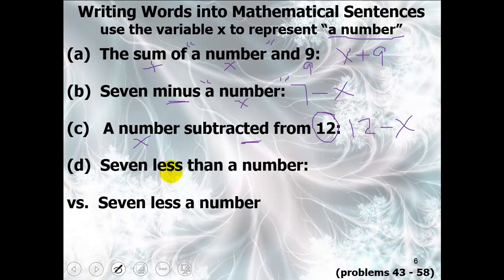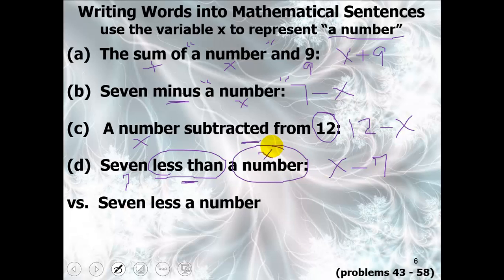7 less than a number. This is like subtracted from. Less than, it's subtraction, but you want to flip the order that you read them. So it becomes x minus 7. 7 less than a number. You're going to reduce the number that you don't know by 7.